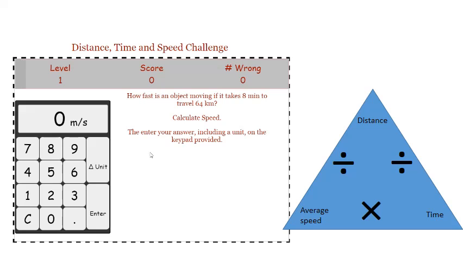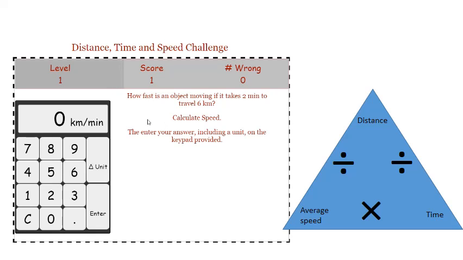For example, this question says, how fast is an object moving if it takes 8 minutes to travel 64 kilometers? You were given distance, you were given time, they want speed. Remember, speed equals distance divided by time. So 64 divided by 8 winds up being 8. Always make sure to check your units too. It's going to be kilometers, distance, divided by minutes.